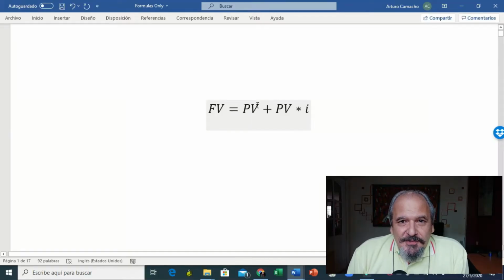So if we have $1,000 at an investment that yields 5% a year, at the end of the year, we should have 5% of that $1,000, that is $50. So at the end, we will have $1,050. Okay, so what is the formula that we just used? This is the formula we used.